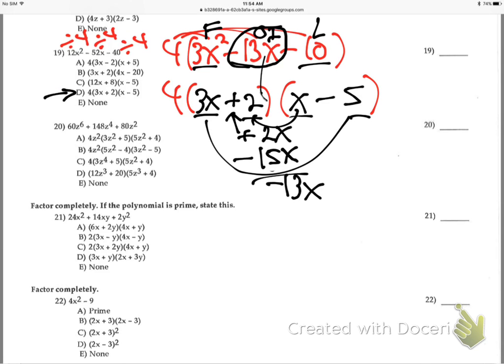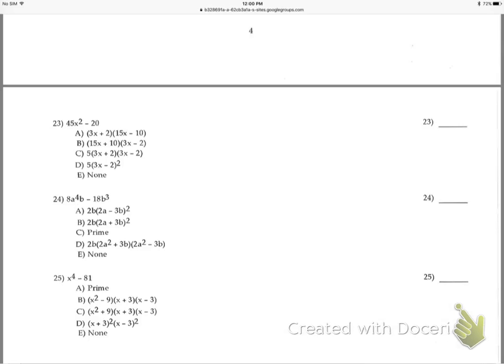You want to take the test? Let's see. Should we do any more? No. You don't like these? Full hour. I'm trying to roll the screen. All right, let's try 25. So factor x to the fourth minus 81. Oh, 25. Then we'll take our test. It's on 23. X to the fourth.